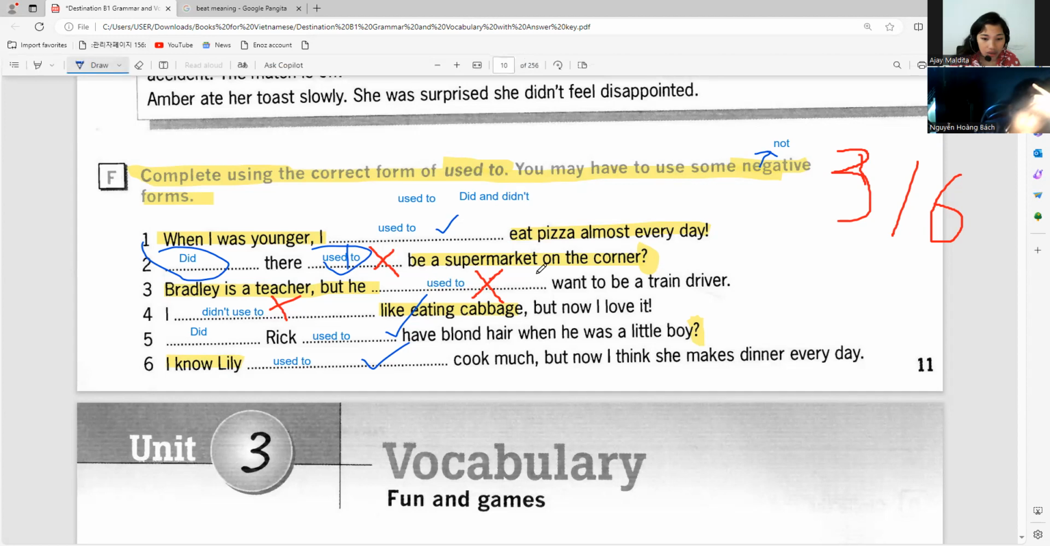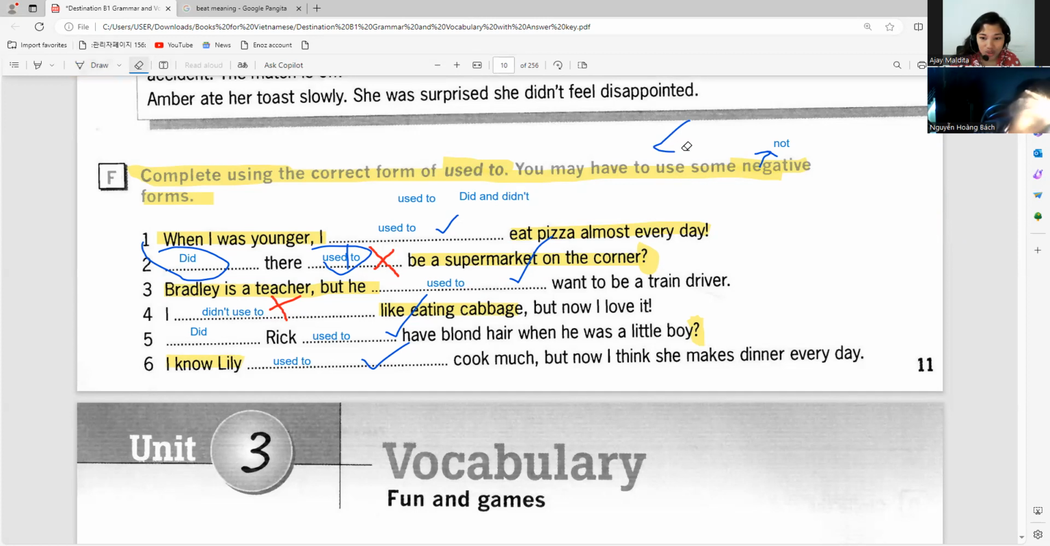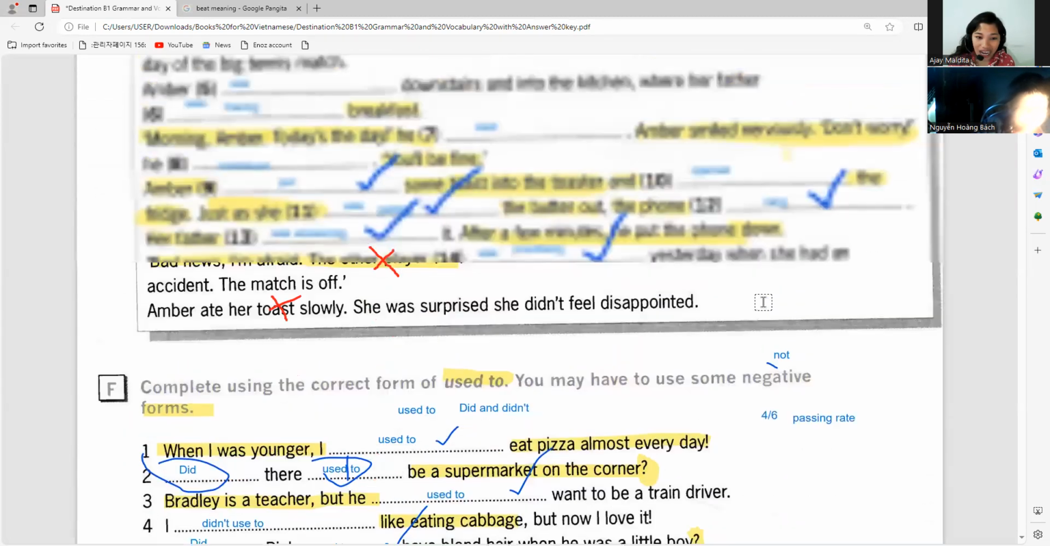Okay, so you get the correct answer for number three. Number four, you say didn't only. Okay, that is correct. You get four. What is your score? Oh, you want to write your score also? Okay, so you get 4/6. Wow, that is a passing grade. It's not so difficult, teacher. Yeah, this is a passing grade. So you only have 2 mistakes.